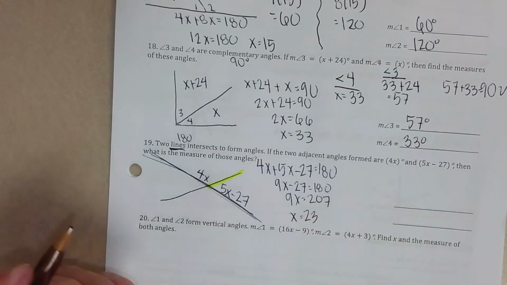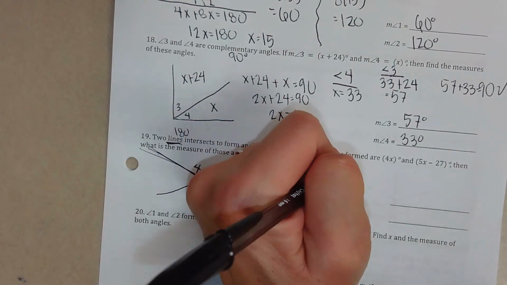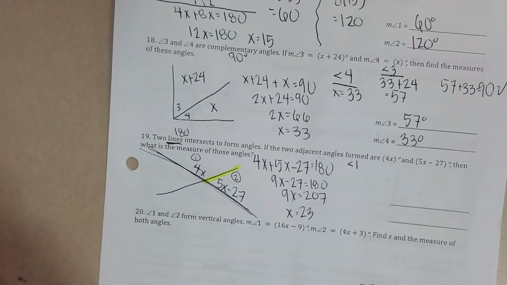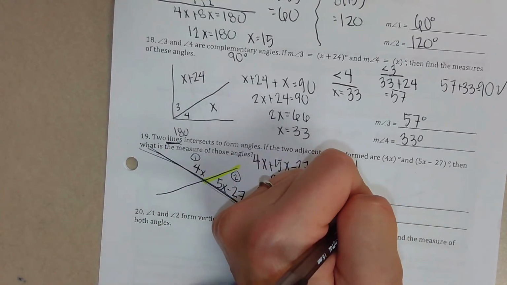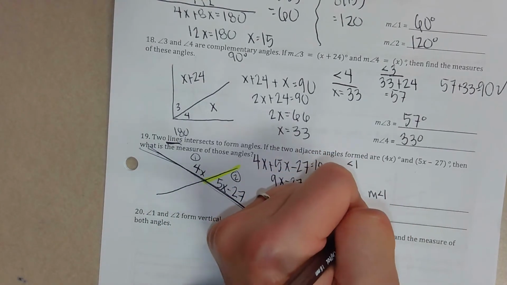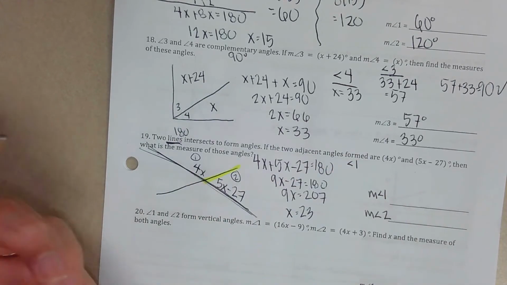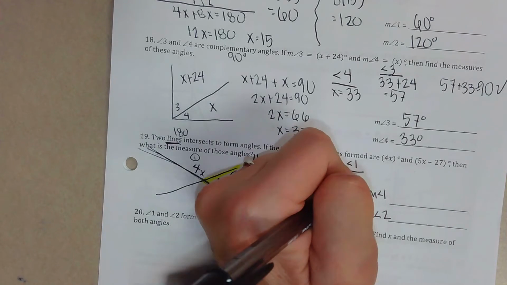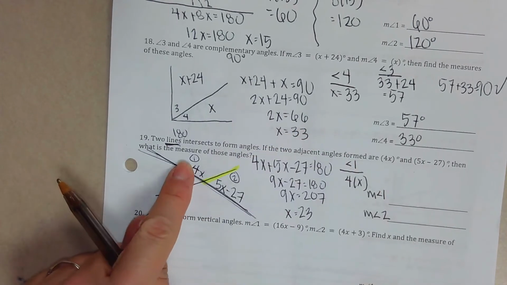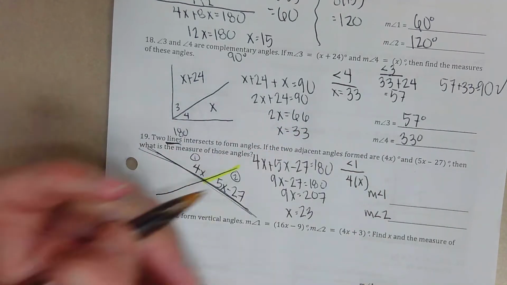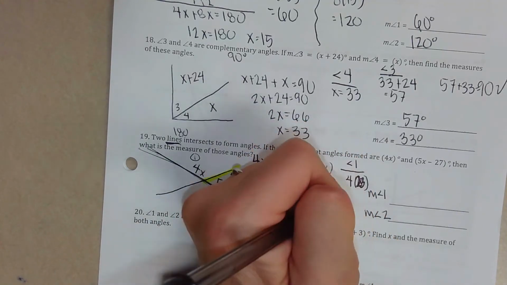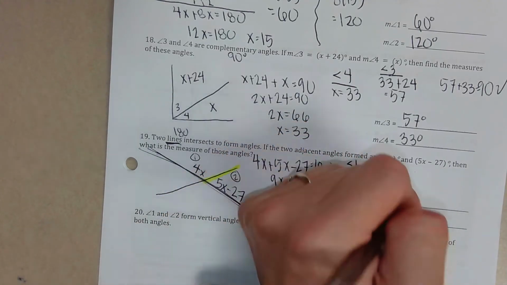All right. And now we're going to solve for these angles. So I'll just call it angle 1 and angle 2 for now, just so I can keep track. The measure of angle 1, the measure of angle 2. And we're going to do 4 times x for this first angle. I mean, not x. 4 times 23. And we'll get 92.